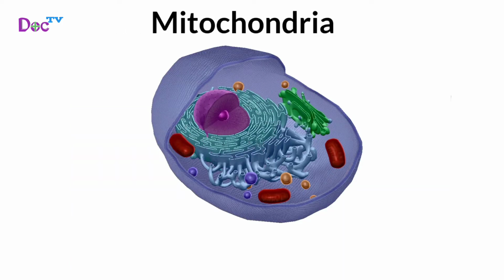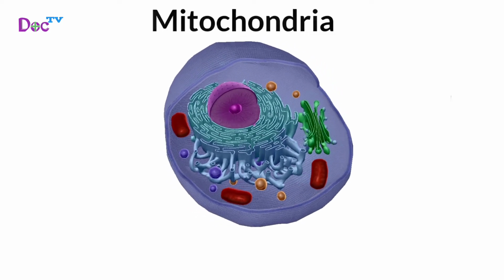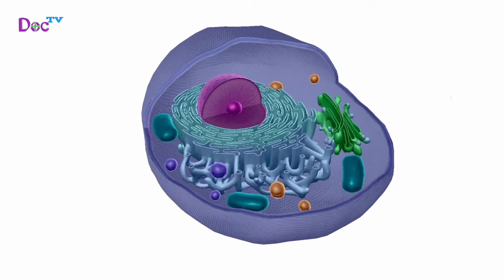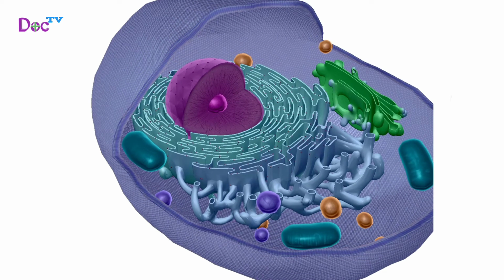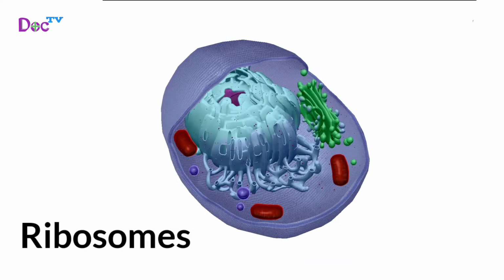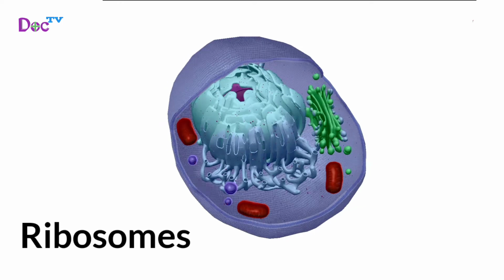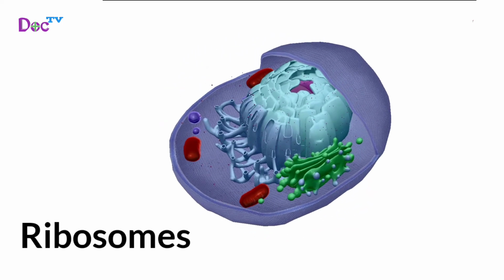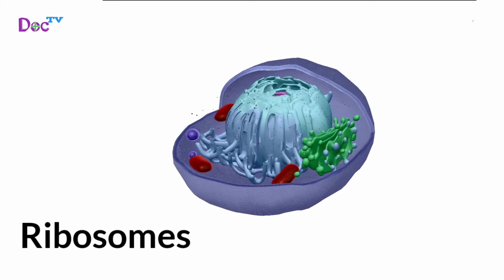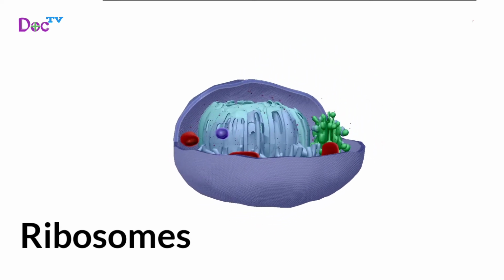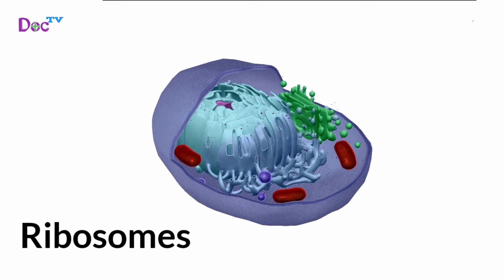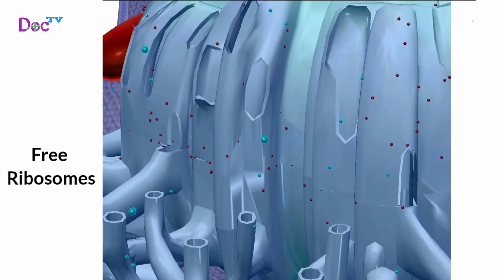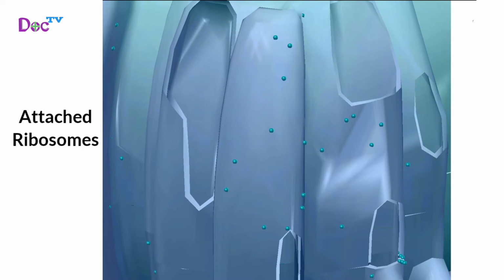Mitochondria. Mitochondria use oxygen taken in by the cell to produce ATP, the molecule that cells use as fuel for energy. Ribosomes. Ribosomes synthesize proteins. Some ribosomes float freely in the cytosol, while others are attached to cellular structures.